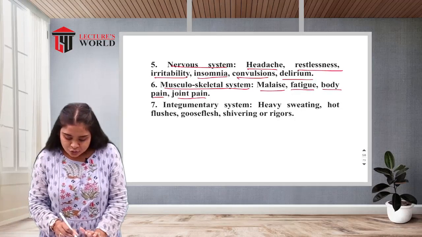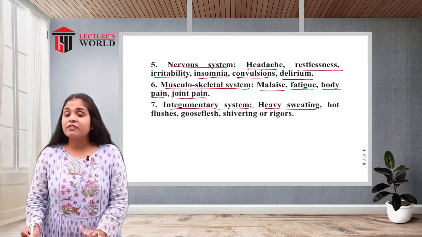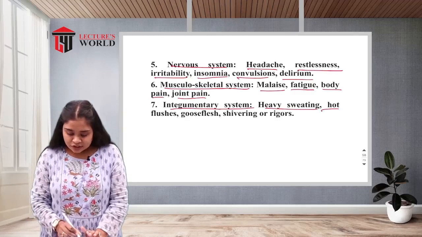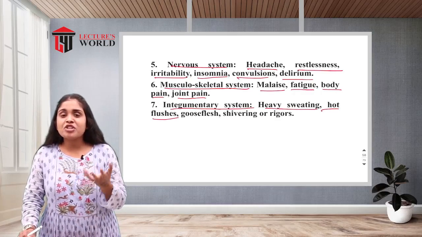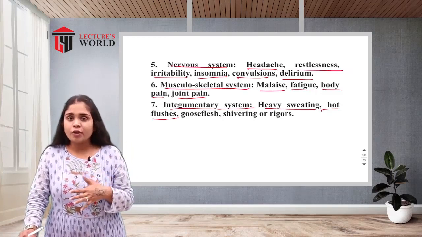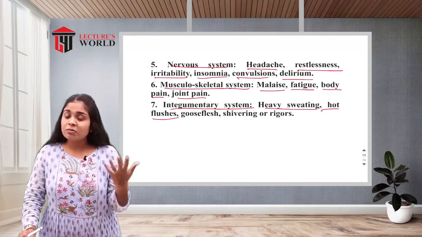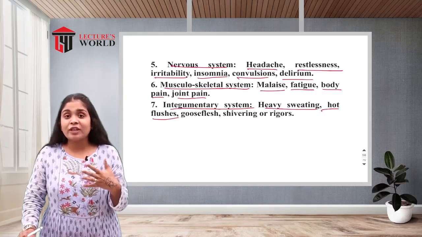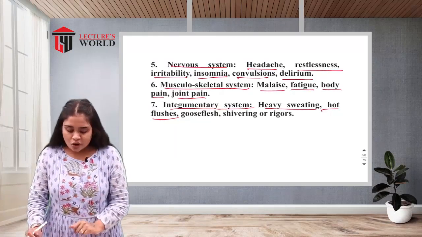Then the integumentary system: here there is heavy sweating, sweating will be more. Then hot flushes. You can see hot flushes when the patient has more sweating at night time. When the surrounding weather is cool but the patient is still having sweating or severe perspiration, that is known as hot flushes.